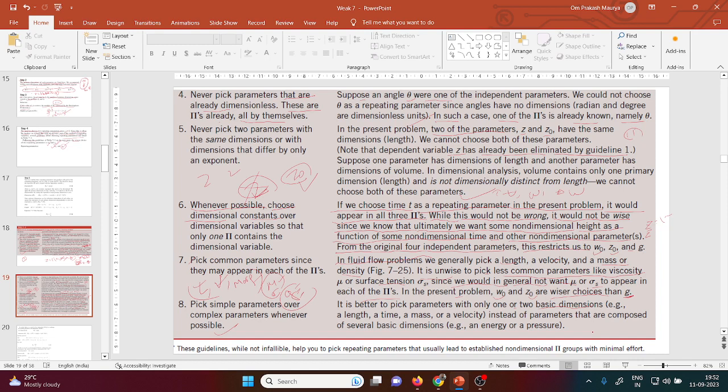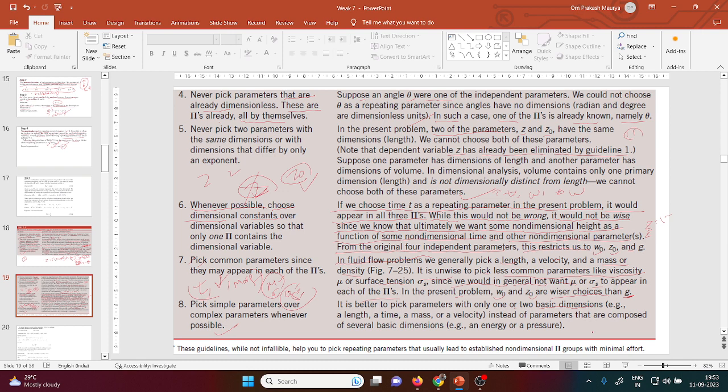So the guideline number 7 is written telling about that: pick up the common parameters since they may appear in each pi. That is, in the fluid flow problem we generally pick up length, velocity and mass. You remember, always remember. And it is unwise to pick up the less common parameter. That is when common, because these are the guidelines.